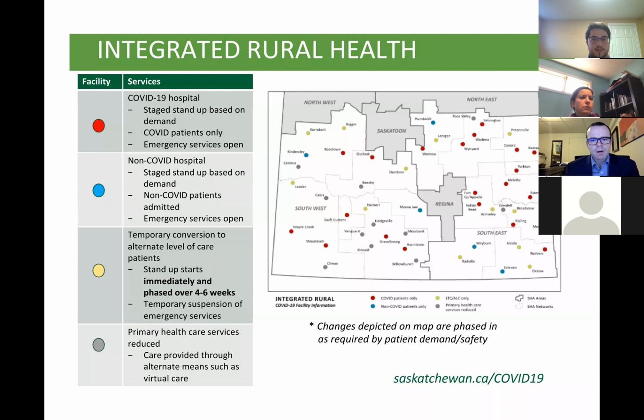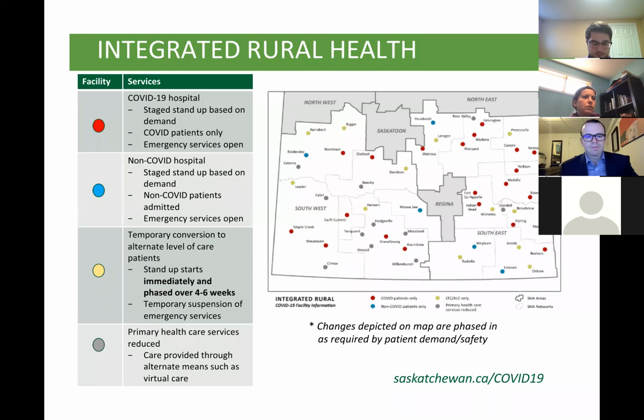However, the emergency department would still be open and would still see all patients, COVID patients as well as non-COVID patients. Likewise, in a non-COVID hospital, they would at this point continue to see all patients. The emergency department would see all patients, and only at a certain juncture would they be designated as a non-COVID hospital.